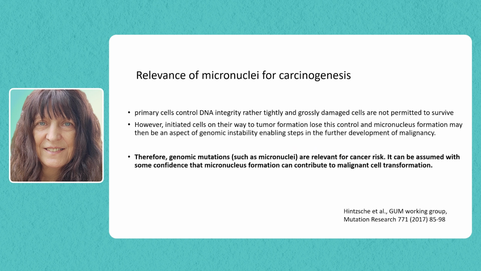So we think, or this working group had this conclusion, that genomic mutations such as micronuclei are relevant for cancer risk. It is an endpoint which really tells us something about cancer risk, and not just dying cells. So it can be assumed with some confidence that micronucleus formation can really contribute to malignant cell transformation. And this assumption was further supported by the papers talking about chromothripsis, which have appeared in the last few years.